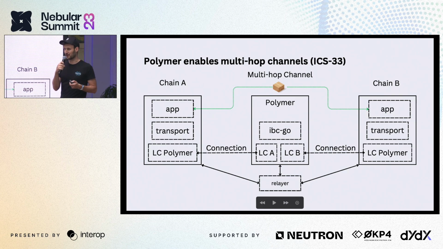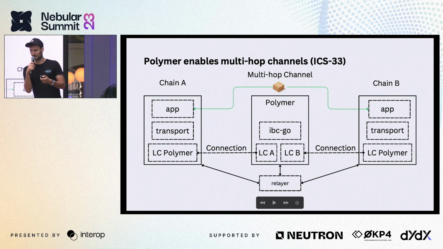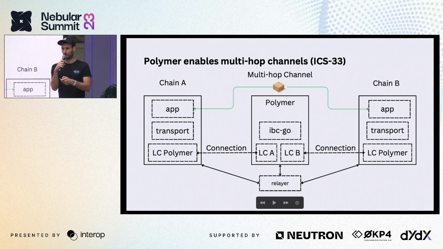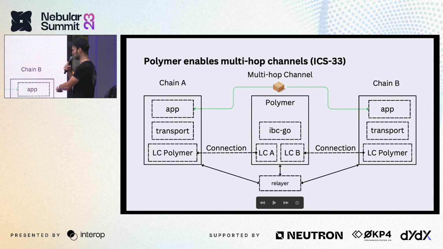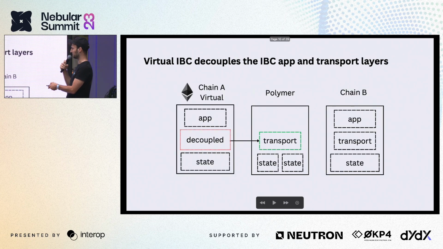It's not limited to the problem of connecting to Ethereum. And so what happens is that with a chain in the middle, you can still create a multi-hop channel that acts and functions much like a regular IBC channel, at least from the application developer's point of view. But it leverages pre-existing connections between chain A and Polymer and chain B, with Polymer acting as the middle hop, as sort of a router. And that is one piece of the puzzle.